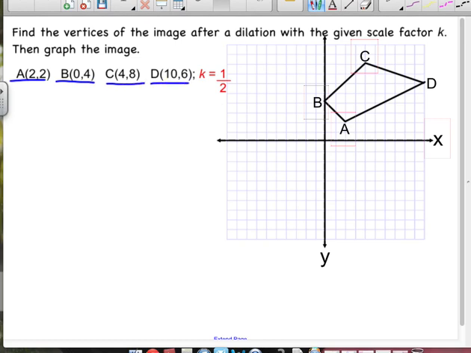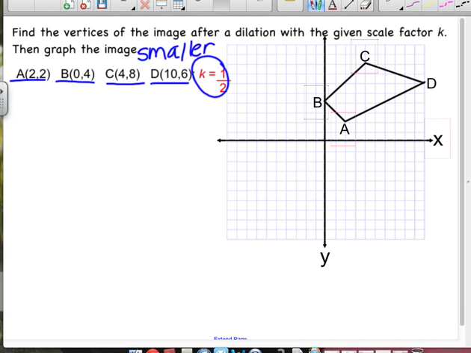These are the original ordered pairs for the original vertices A, B, C, D. Okay, now it says scale factor of 1/2. What does that mean? If the scale factor is half, right? That's less than one. That means our new shape is going to be a reduction. Our new shape is going to be smaller because the k factor is less than one.